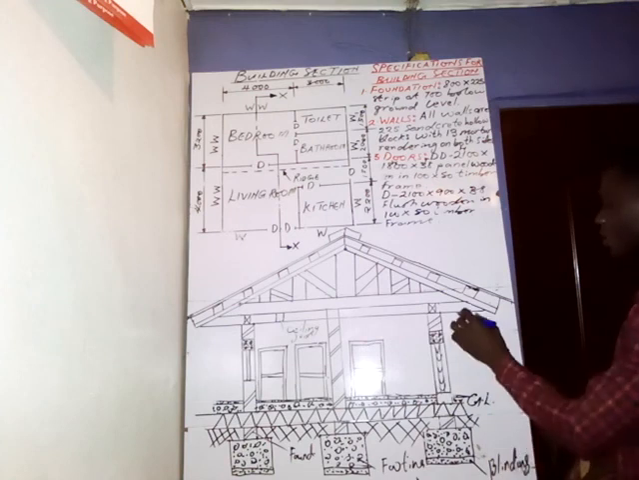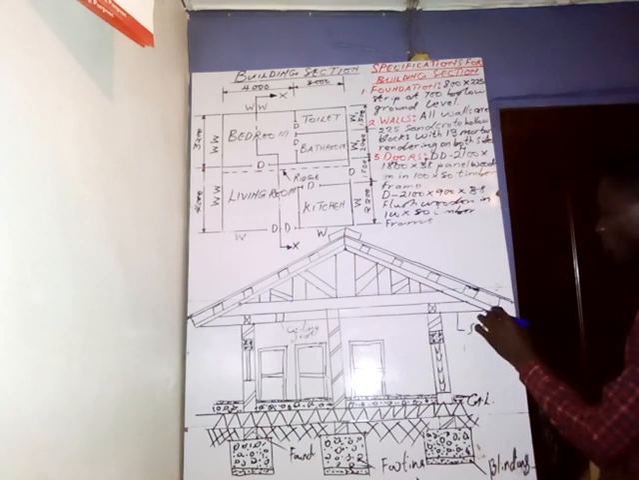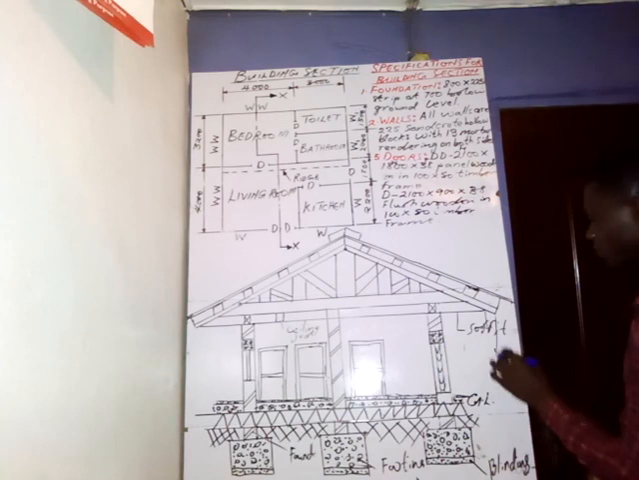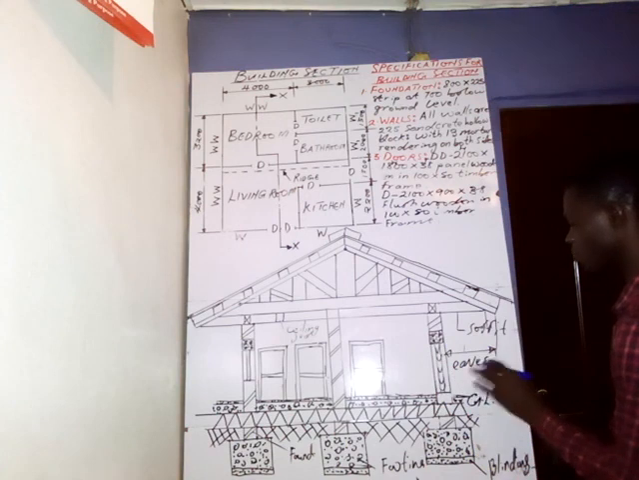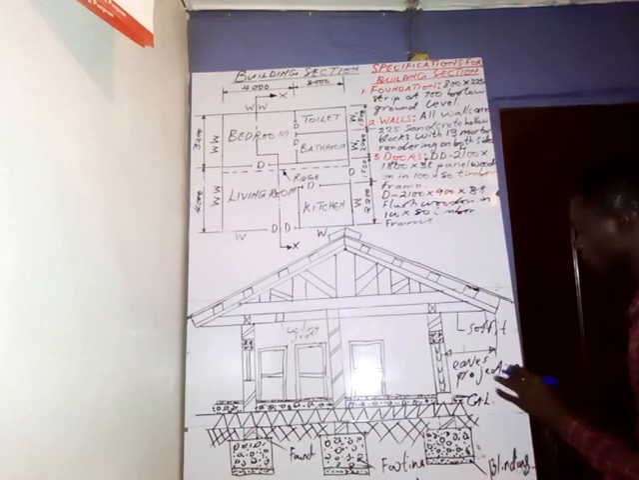This thing is known as soffit. And the distance from here to here is known as eaves projection. It is given in the question as 600. So we call it eaves projection. Take note of that.